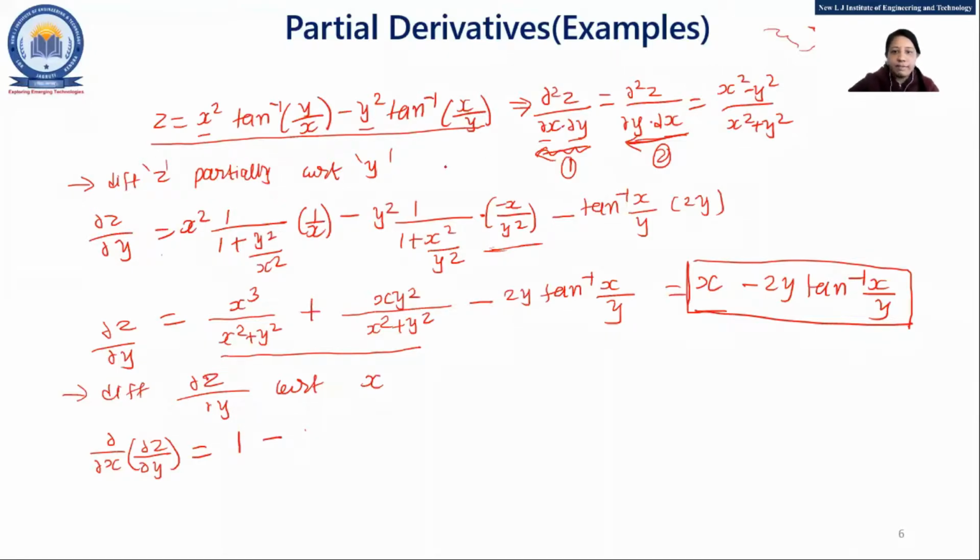Now, we have found del z by del y, and then we started the second order differentiation. So our equation is x minus 2y into tan inverse x by y. Now differentiate again with respect to x. What is the answer for that? 1 minus 2y tan inverse x by y. So what is the derivative of that with respect to x?